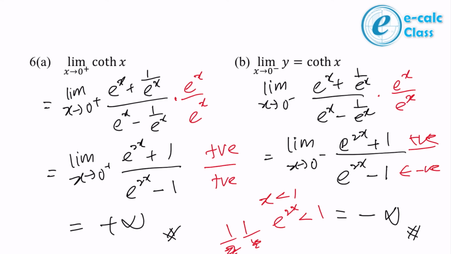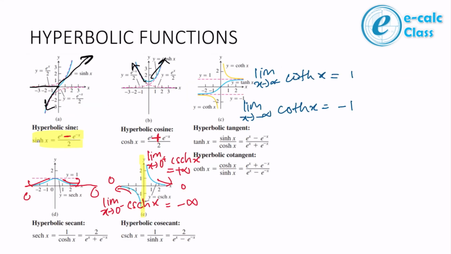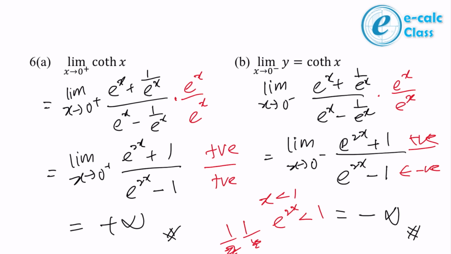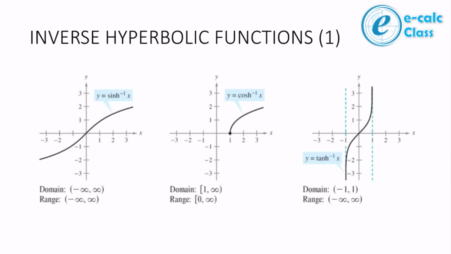Then you check your graph. From the right, it is positive infinity. Yup. From the left, it is negative infinity. Yup. Very nice. So that is all for hyperbolic functions. We'll move on to the last part of today's chapter, which is the inverse hyperbolic functions, which I'm not going to do in detail. I'm just going to show you the graph.